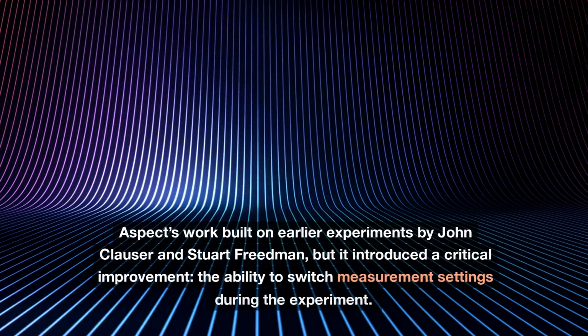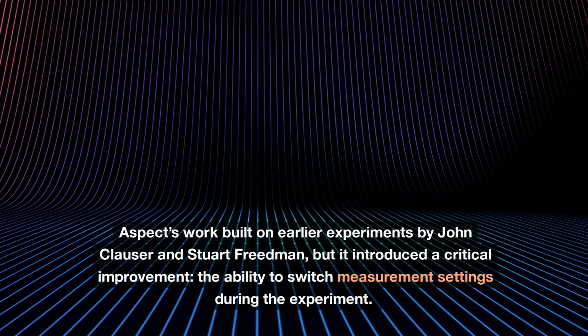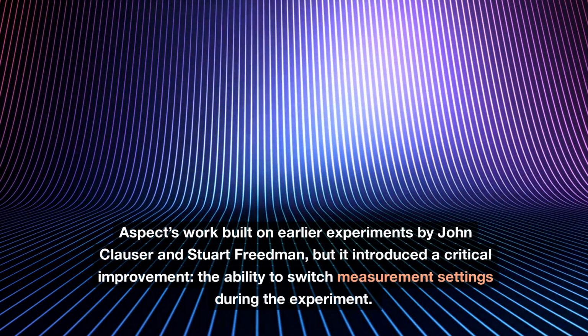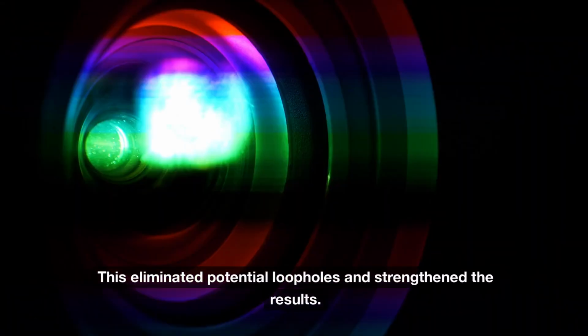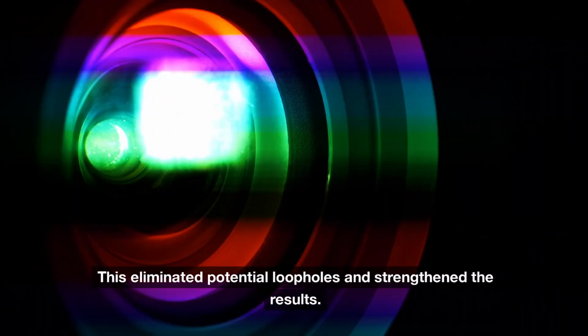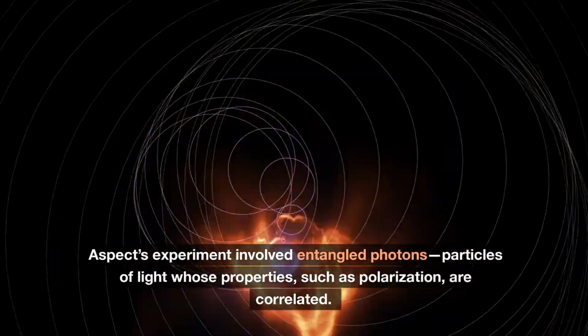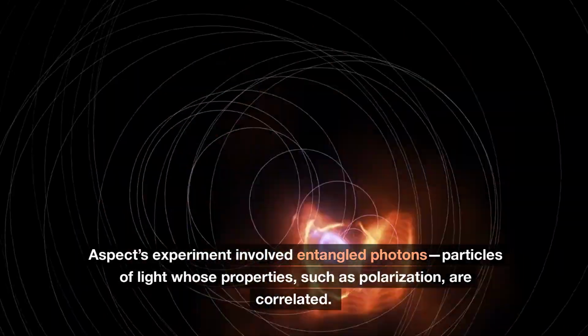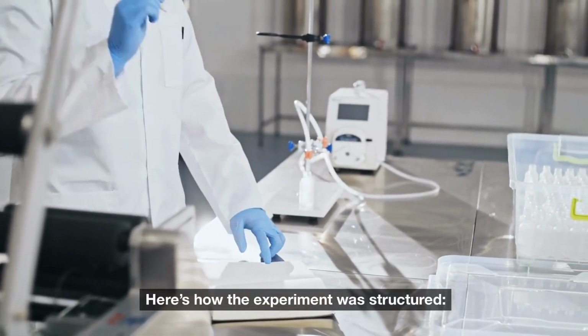Aspect's work built on earlier experiments by John Clauser and Stuart Friedman, but it introduced a critical improvement: the ability to switch measurement settings during the experiment. This eliminated potential loopholes and strengthened the results. Aspect's experiment involved entangled photons, particles of light whose properties, such as polarization, are correlated. Here's how the experiment was structured.